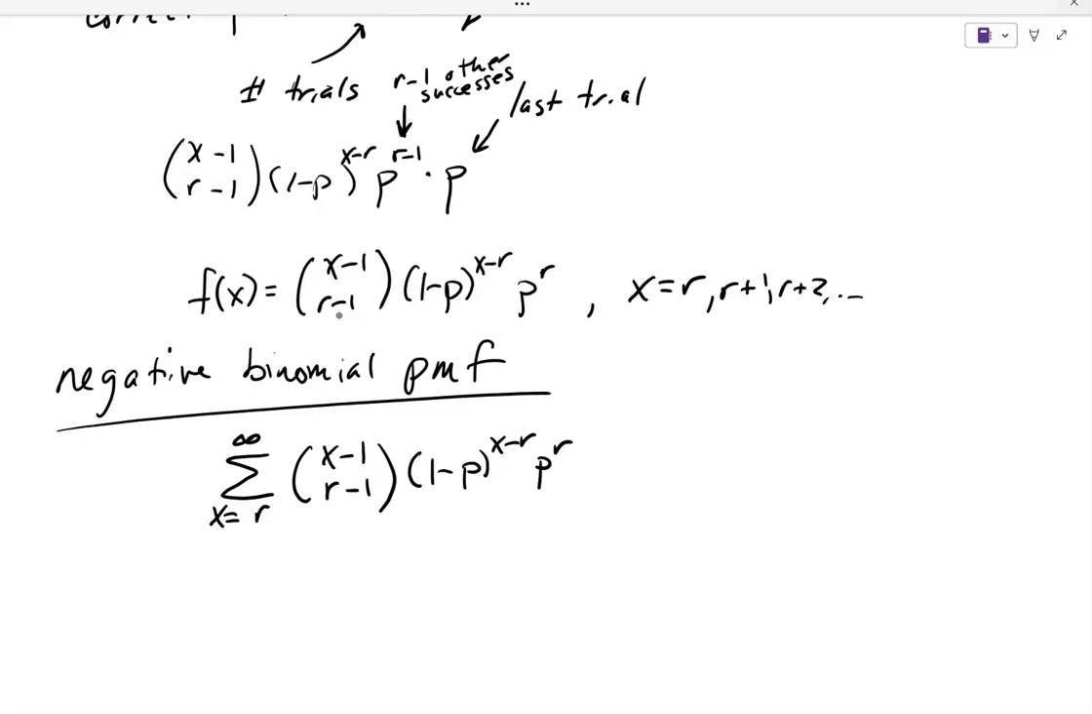What's our index? What are we summing over? What values are the ones that are changing? What values change when we do the sum? X, right? So in particular, what can I do with that p to the r? Put it in front, right? I can factor it out. So I can take that p to the r and move it out in front.